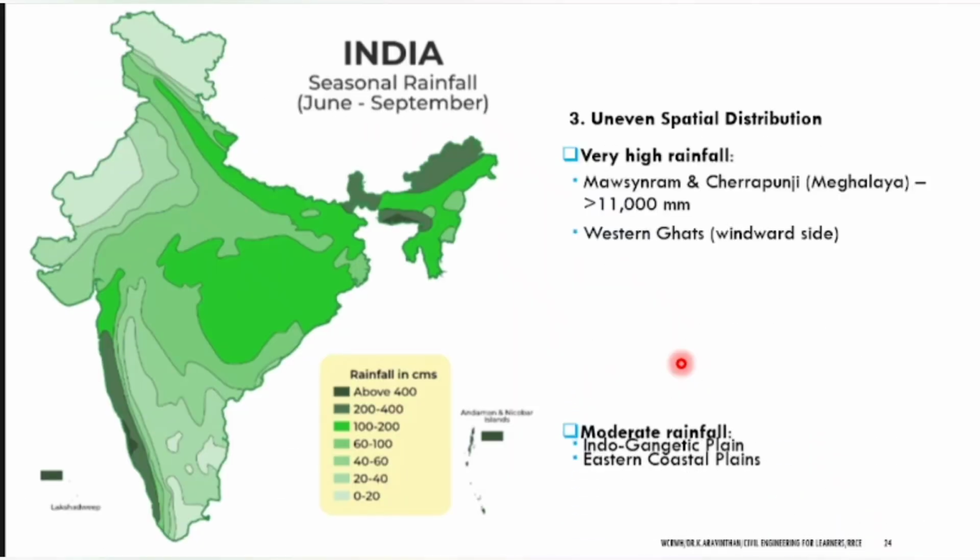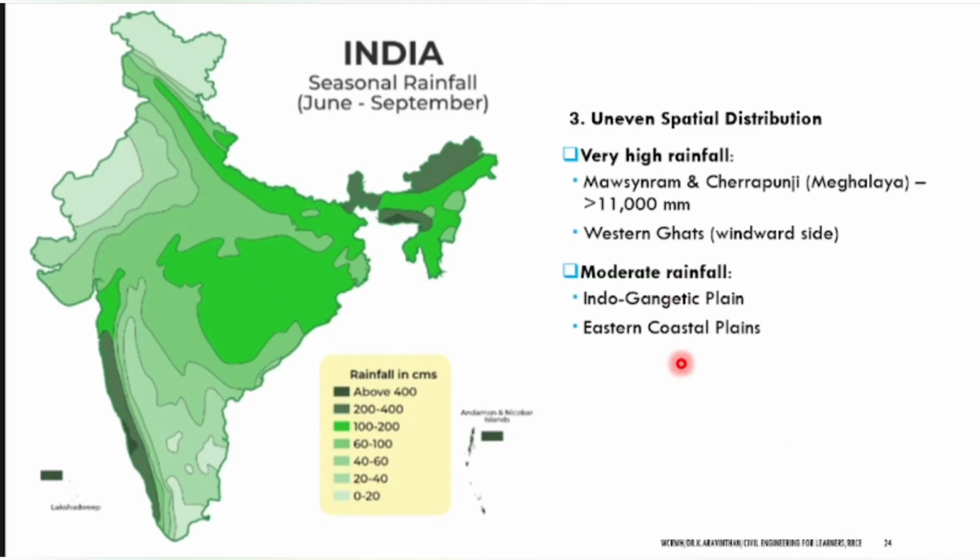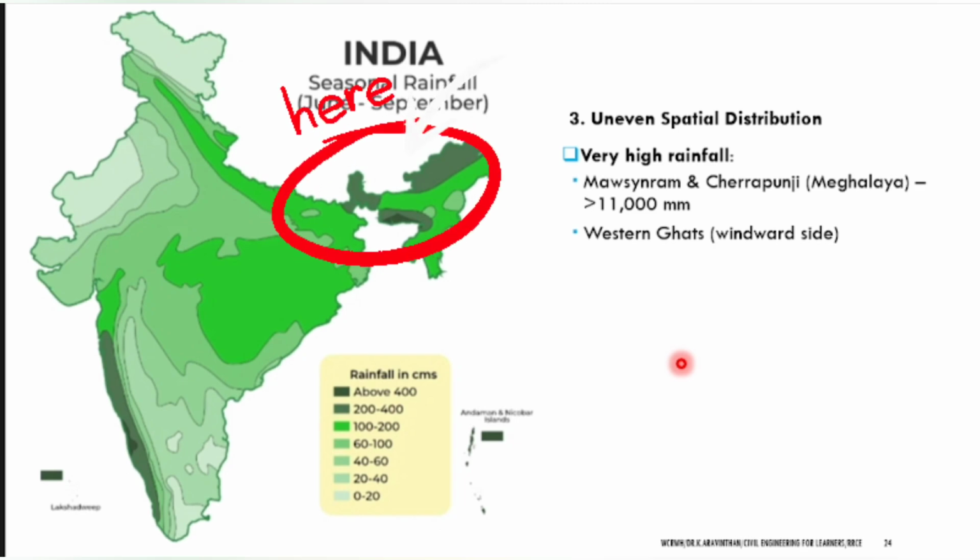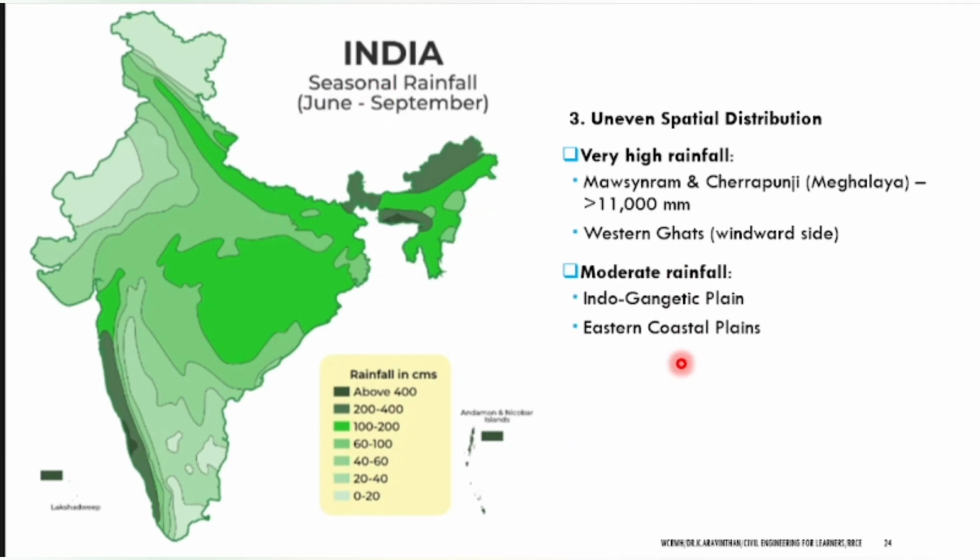Next thing, uneven spatial distribution. Very high rainfall is there in which place in India? Punji. This is the place where we have a high amount of rainfall, in the Western Ghats. This is Western Ghats. This is Eastern Ghats. Which is the maximum place we have rainfall is this. Now next thing, moderate rainfall is there in the Indo-Gangetic plain. In this place you have moderate rainfall, and in the eastern coastal plains you have moderate rain.